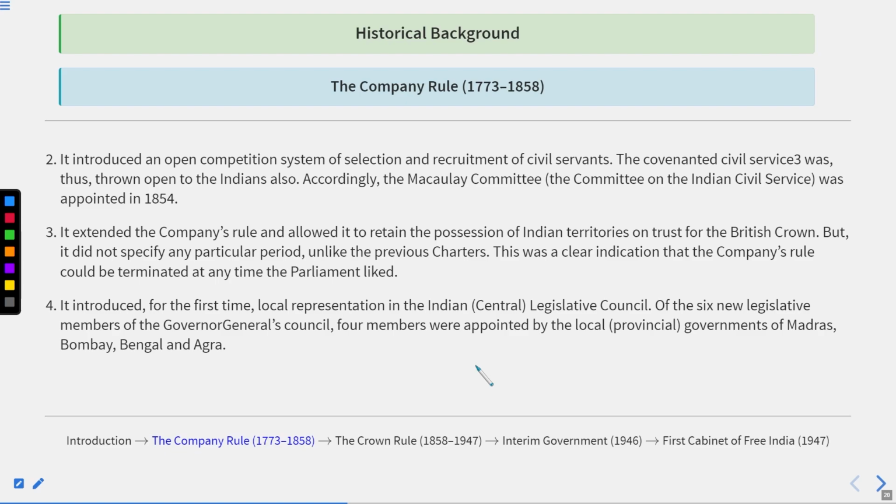It introduced an open competition system of selection and recruitment of civil servants, which was already introduced in the Charter Act of 1833, but due to the opposition by the Court of Directors, that was not implemented fully. But again, in the Charter Act of 1853, that was proposed. The covenanted civil service was thus thrown open to the Indians also.